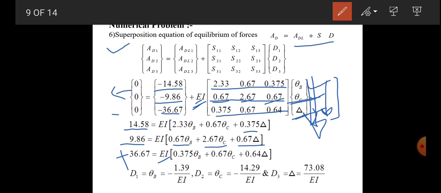So 36.67 is equal to EI in bracket 0.375 theta B plus 0.67 theta C plus 0.64 delta. So solving this simultaneous equation, we have theta B is equal to minus 1.39 by EI, theta C is equal to minus 14.29 by EI, and delta is equal to 73.08 by EI. Now put these in the slope deflection equation and find out the end moment.